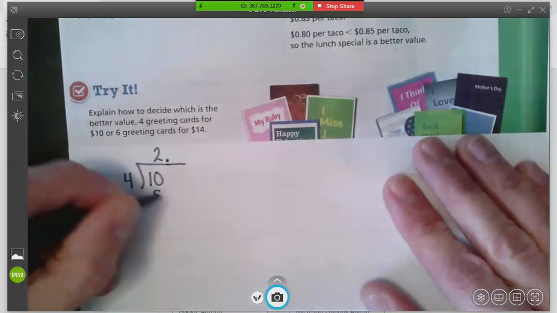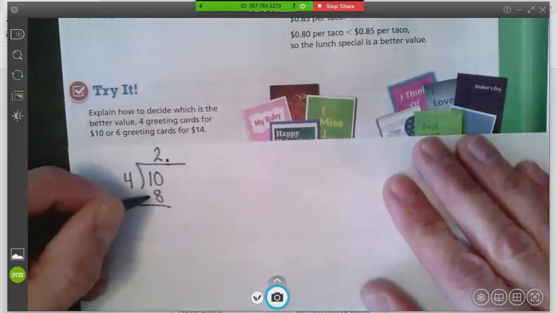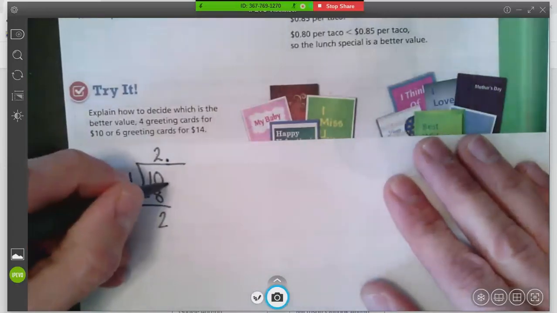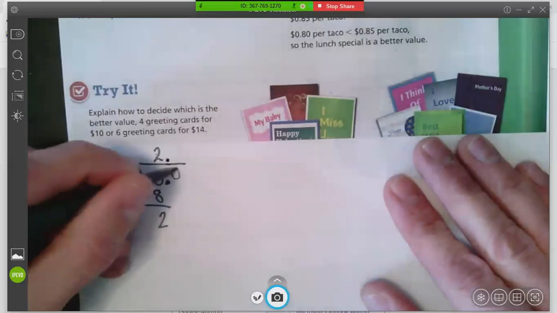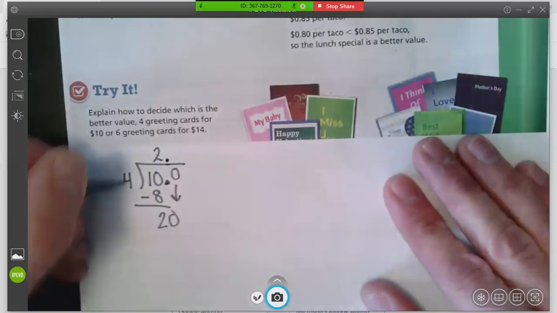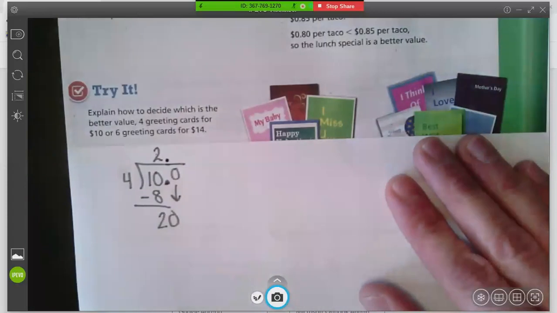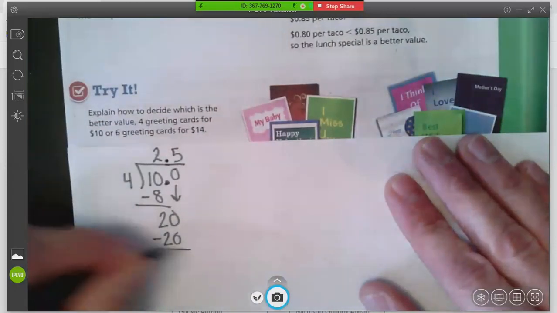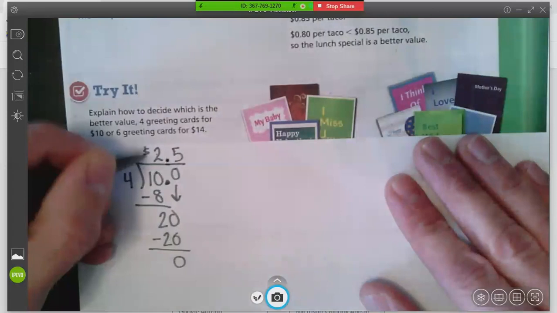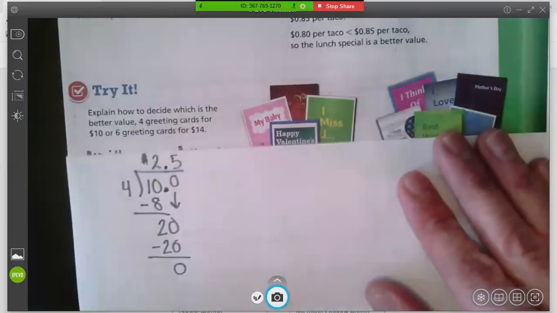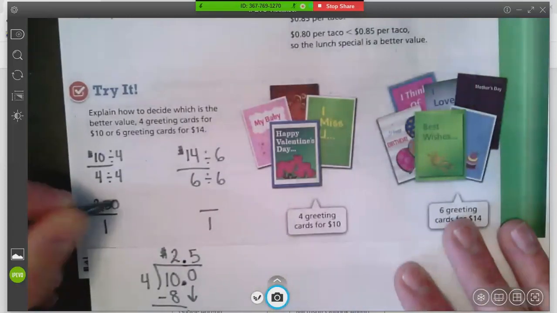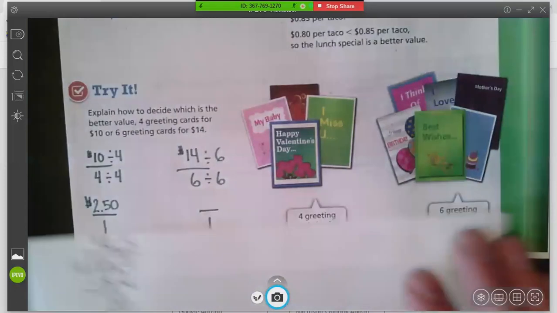So what I'm going to do here is put 2 times 4 is 8. 10 minus 8 is 2. Now I have 2 left over, so I put my decimal point and a 0. Bring this down. How many times does 4 go into 20? 5. Very good, Tristan. So 5 times 4 is 20. I subtract that. That equals 0. This is $2.50. There we go.